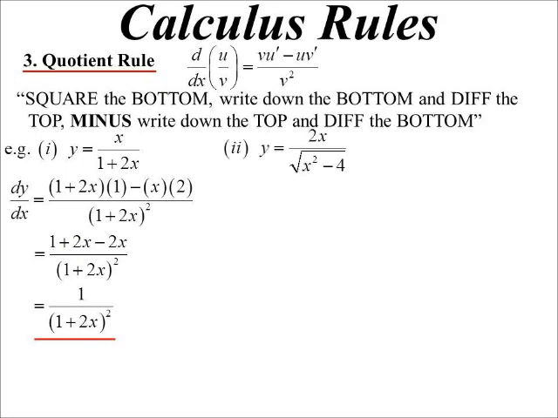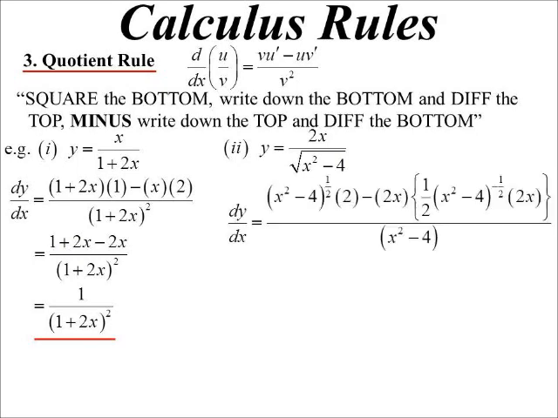2 on the square root of x squared minus 4. Whoops. Square the bottom, I get x squared minus 4. Write down the bottom, x squared minus 4 to the power of a half. Diff the top, 2. Minus, write down the top, 2x. Diff the bottom, but I'm going to have to use a chain rule to do that. So bring down the power, lower the power, diff the inside.